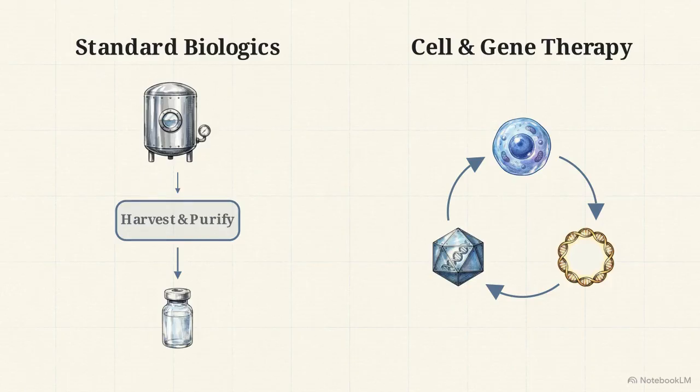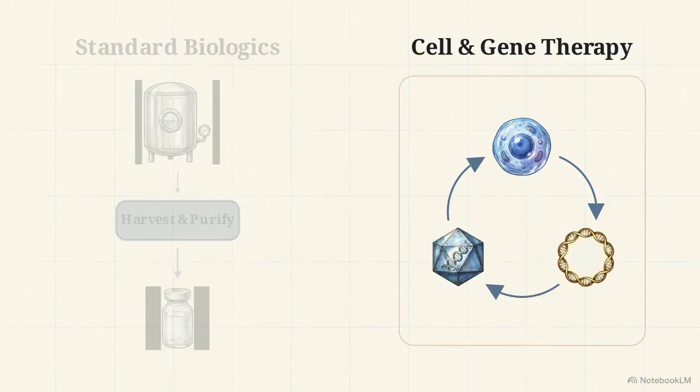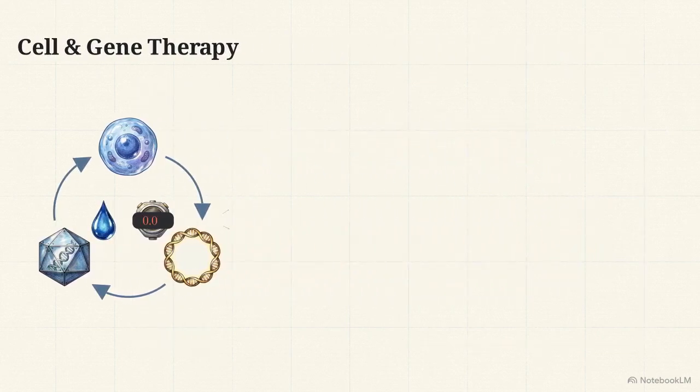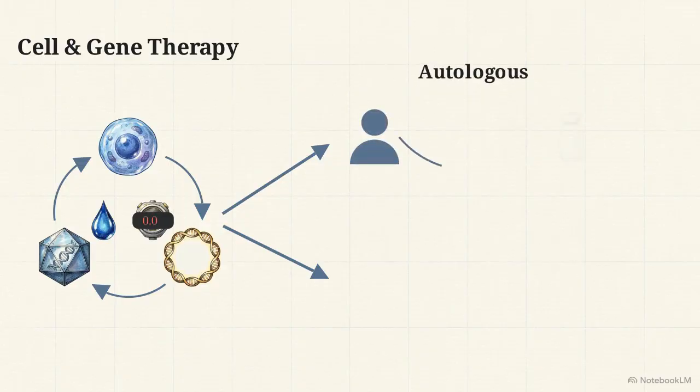Notice the constraints on the right side of this diagram. You are operating with microscopic batch volumes that restrict your testing capacity, alongside a rapidly ticking countdown clock for vein-to-vein delivery. You cannot engineer out the biological variability of a patient's own cells. This reality forces a split in how we design manufacturing controls. Autologous therapies require a focus on vein-to-vein timing and a strict chain of identity.